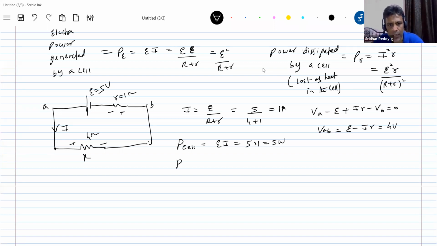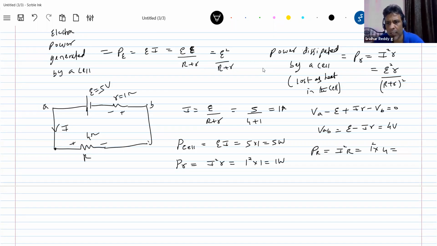What is the power dissipated by the cell itself? That should be equal to I squared r. What is I? 1, squared. r is 1, so 1 watt. Power available across the external circuit should be equal to how much? I squared R, 1 into 1 squared into 4.